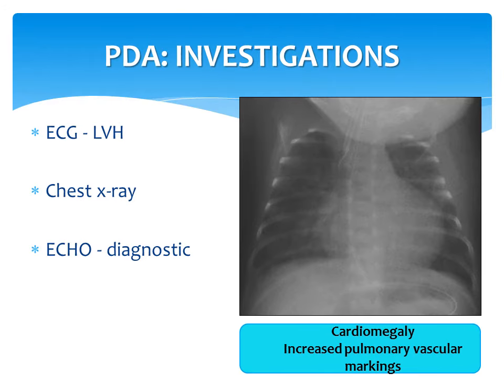In small PDA, the ECG and chest X-ray are normal. In large PDA, the ECG may have evidence of left ventricular hypertrophy. Chest X-ray may show cardiomegaly with increased pulmonary vascular markings. Echocardiogram is the diagnostic tool to demonstrate the presence of PDA and its size.